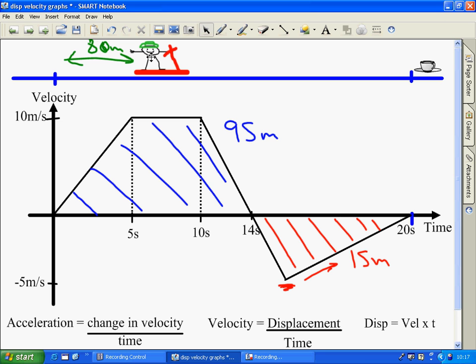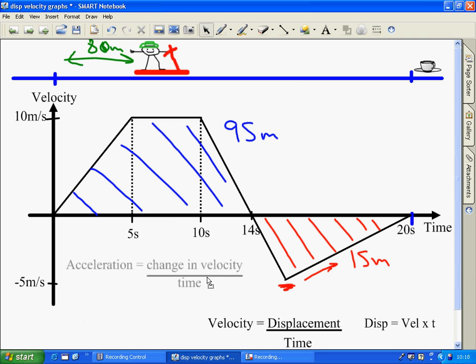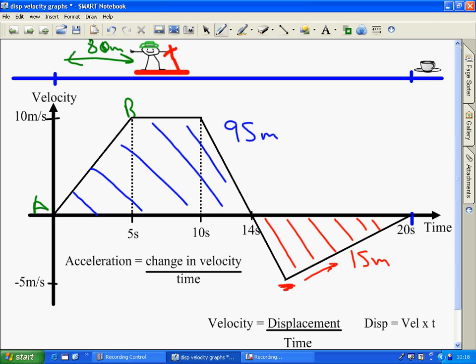Okay, the only other thing I need to point out here, using this equation down here, acceleration is, as we saw before, the change in velocity over time. So we can find the acceleration simply by saying, from this point A to this point B, the change in velocity has been 10 meters per second over a 5-second period of time. The acceleration is 2 meters per second per second.